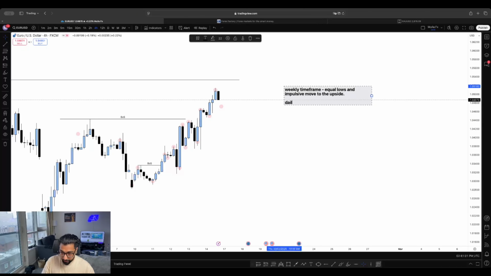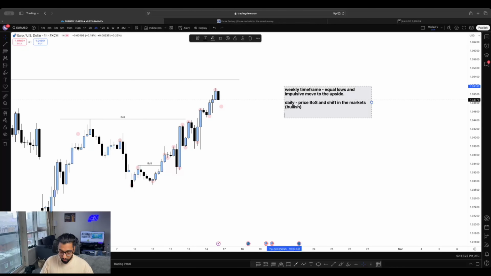Then on the daily, we have price breaker structure and shift in the market. So we are bullish. And bullish is just another word to say that we are most likely looking for buys and we're on an uptrend.